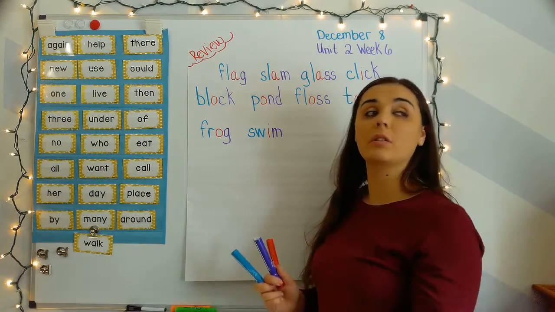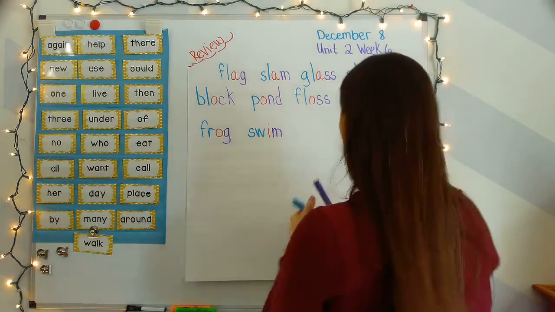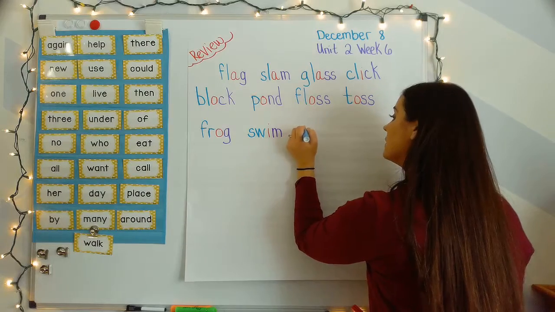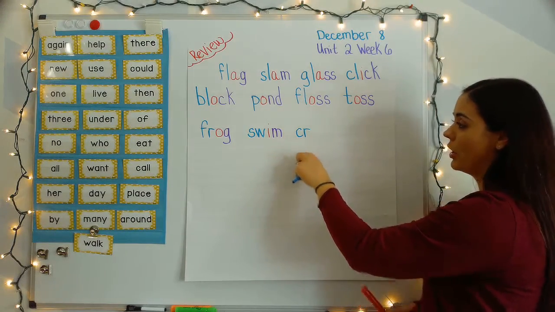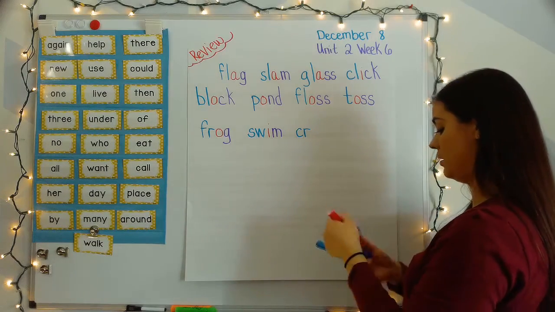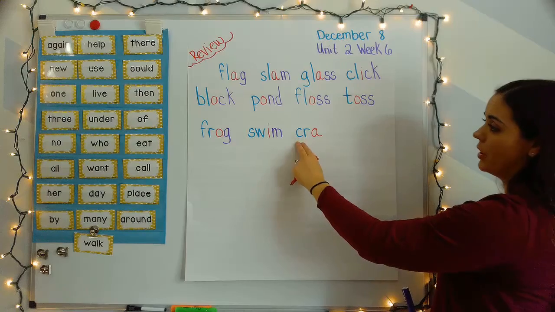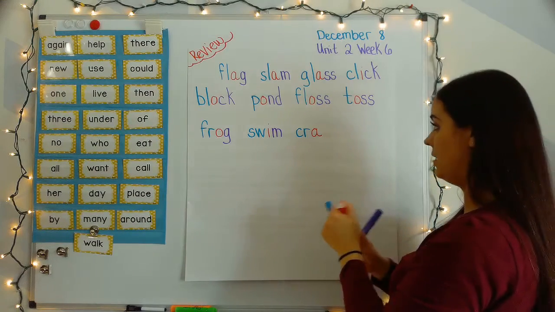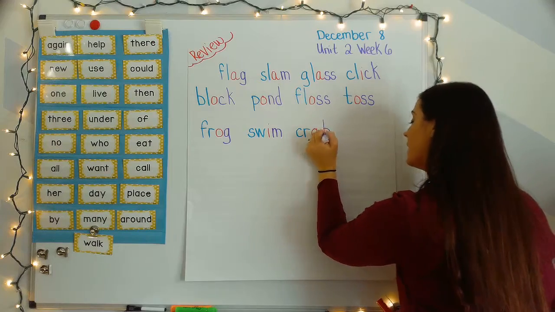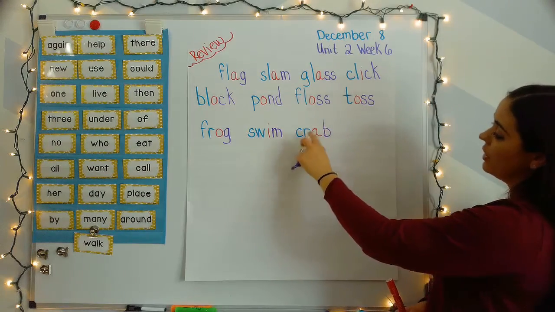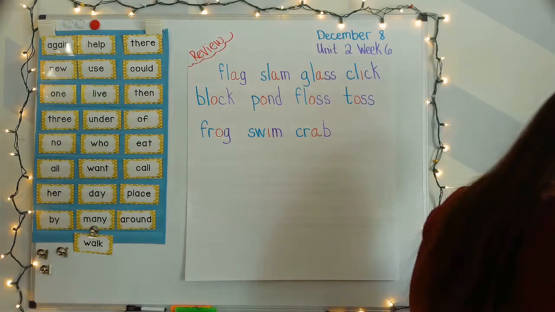Next word. Crab. Your turn. Crab. C, R, cr. A says a, cr-a. And B says b, cr-a-b, crab. So a crab can also swim.